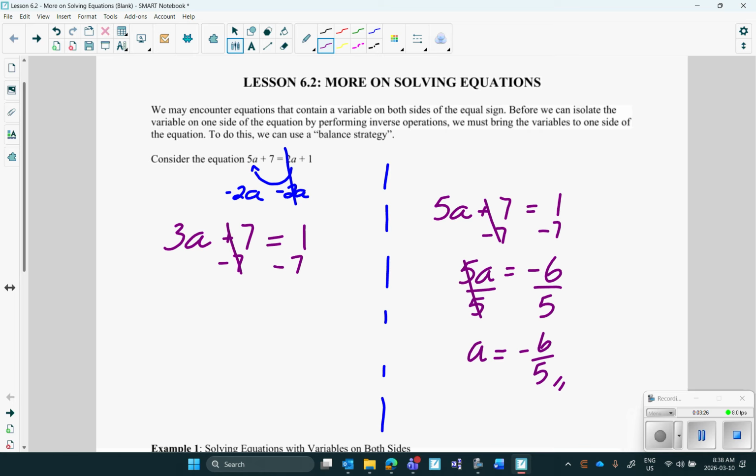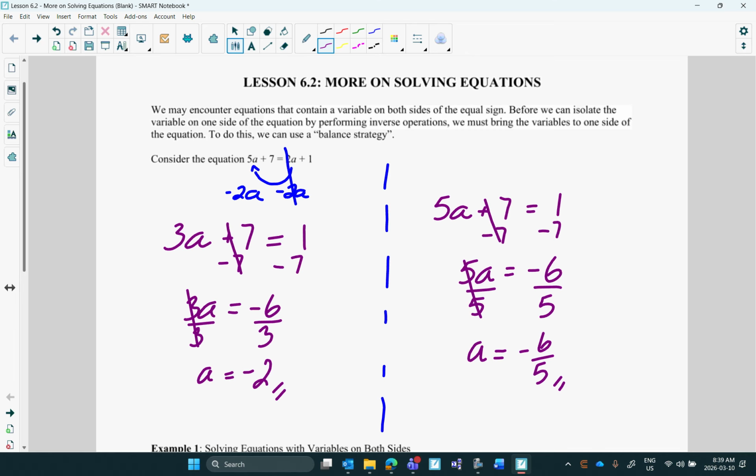Minus 7, and I get 3A is equal to -6. Next, divide by 3, and A is equal to -2. That does divide by 3. And that's my answer. Okay, so that's sort of the next stage in equation solving. What happens when we have variables on both sides? Join them up.